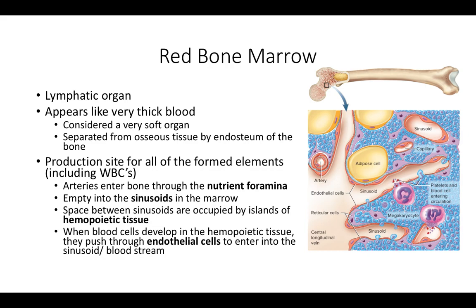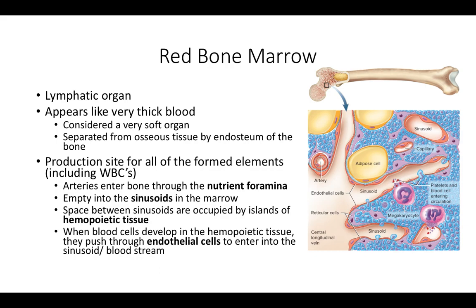Your red bone marrow is the first of the lymphatic organs that we're going to talk about today. It's, again, a primary lymphatic organ. It appears really thick like blood. So when you're looking at it, it may not look like an organ, but it is considered an organ, just a very soft organ. And that's because it's separated from the bone tissue by the endosteum of the bone, which hopefully you remember is the inner layer of the bone.